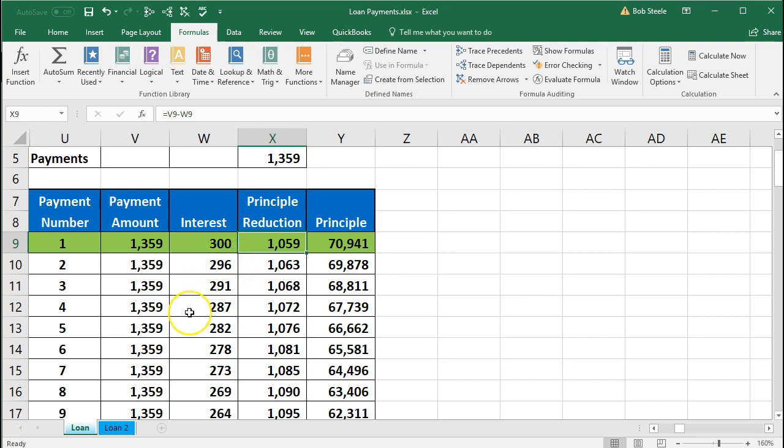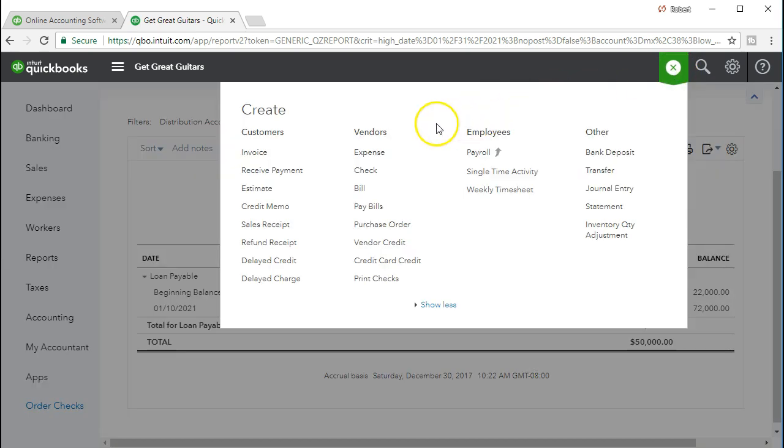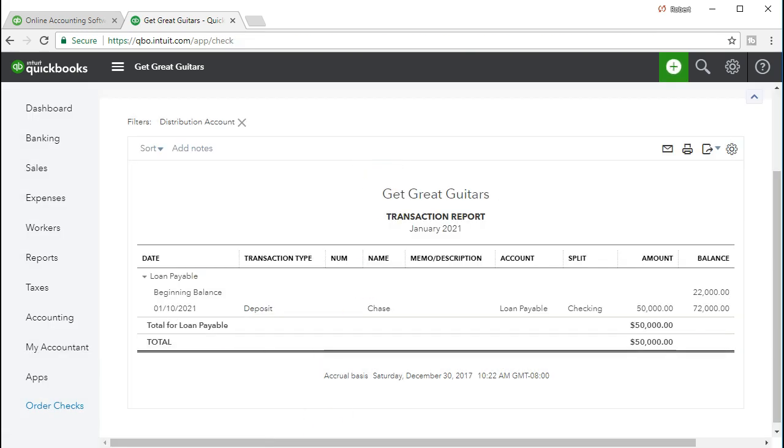We're going to have to write the check, do the check feature in order to write this. So let's take a look at it. To write this check, we're going to go up top to the little plus icon up top, and we're going to go to the vendor section. That's where the checks will be. We're going to write a check.